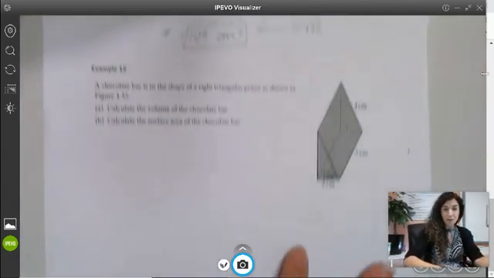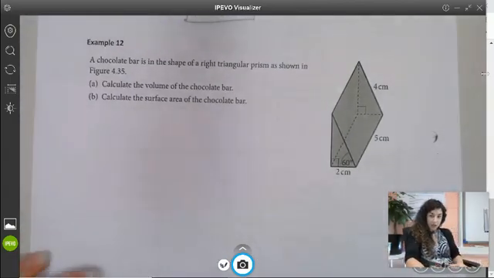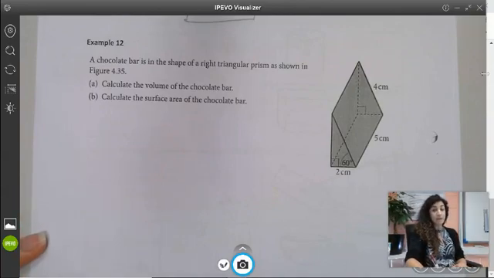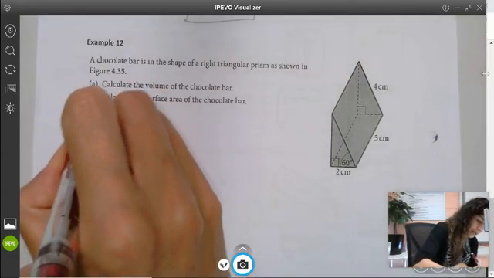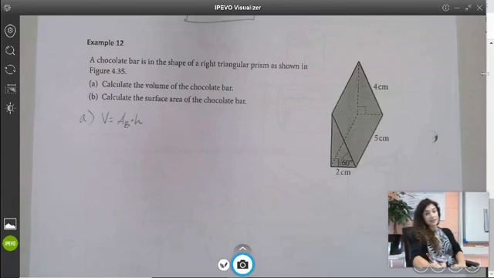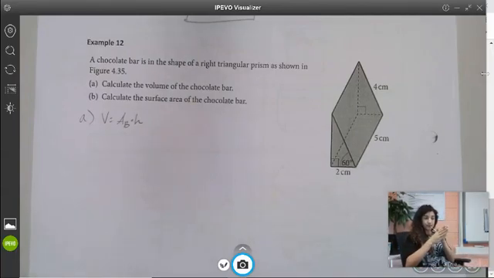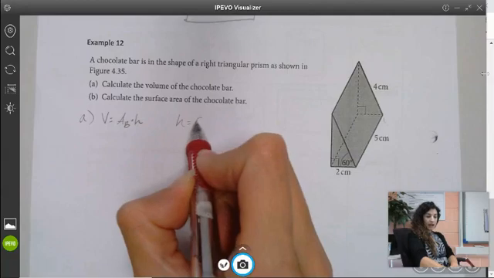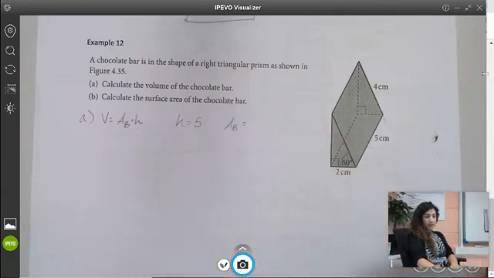Okay. Example 12. We've got a triangular prism. So we are asked to calculate the volume here. The volume with any prism is going to be area of the base times the height. And this is a great example again that the height is not how tall this prism is. The height is always the distance between the two bases. And since the two bases are triangles, what's the distance between those two bases? It's labeled here as 5. So height is 5.